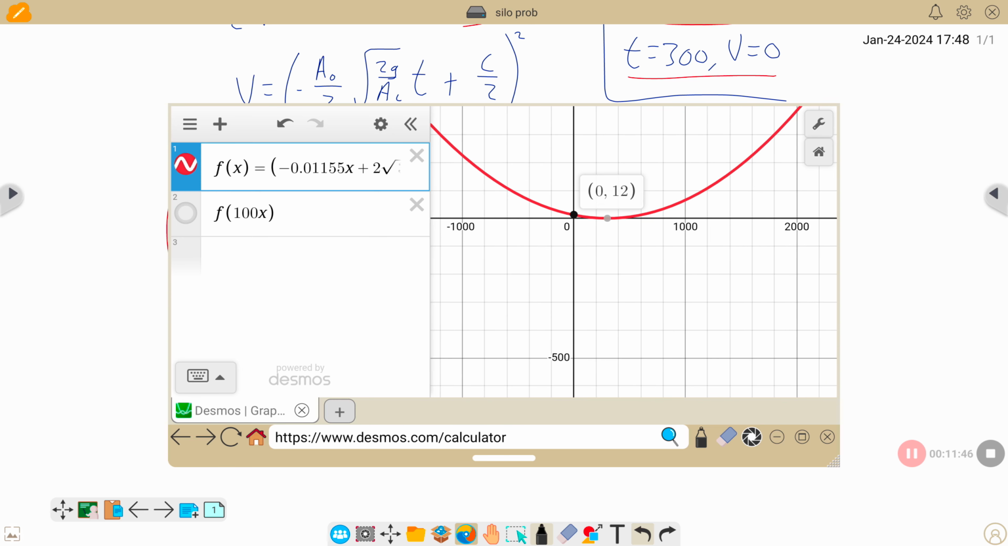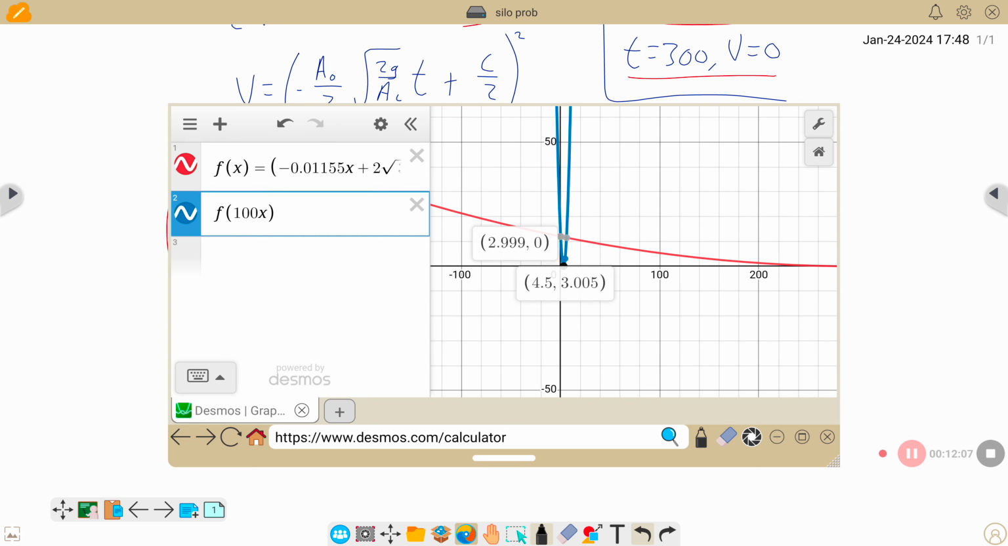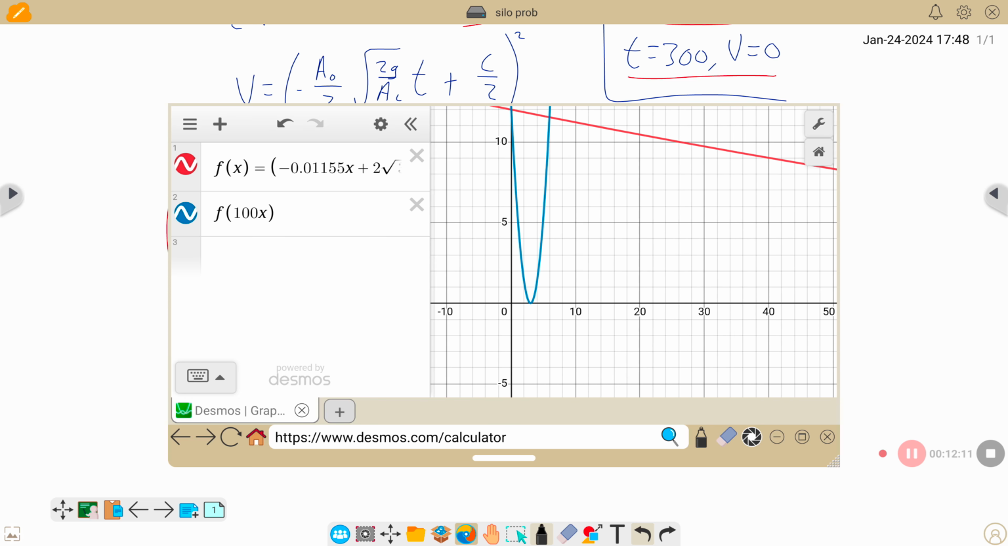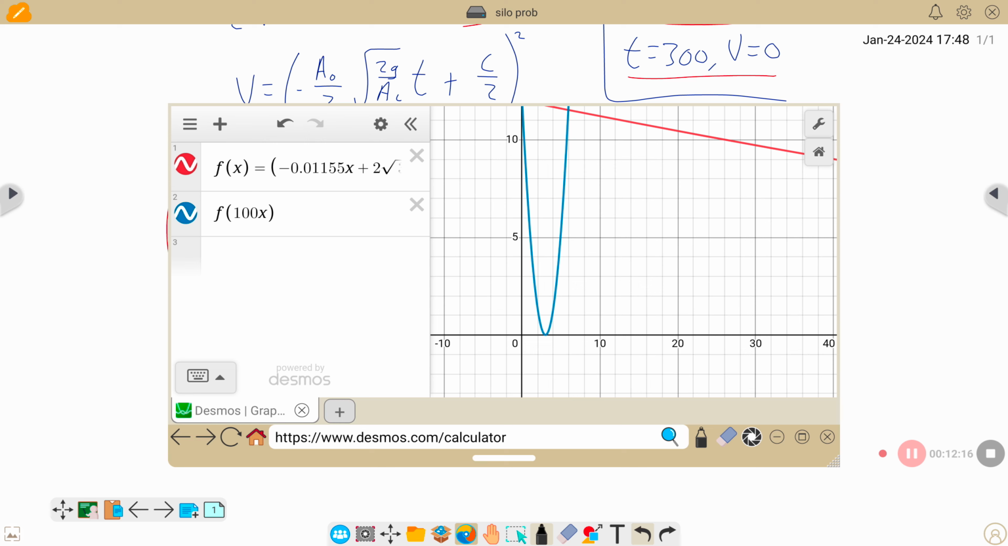So you've got an intercept here at 12. That's basically just saying when time is 0, the volume in the silo is 12. And I've got this intercept here. It's almost equal to 300, right? If I want to visualize this a bit better, I've introduced this f(100x) here. That's just a graph transform. I've squished it along the x-axis by a factor of 100, and this can help us observe how the fluid drains in the tank.